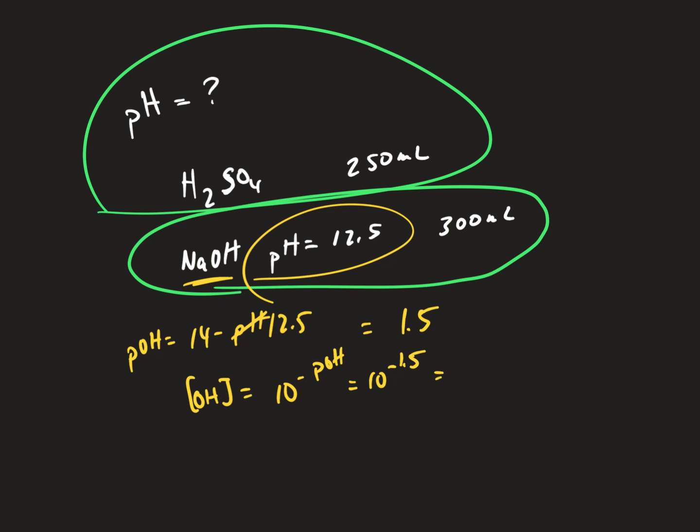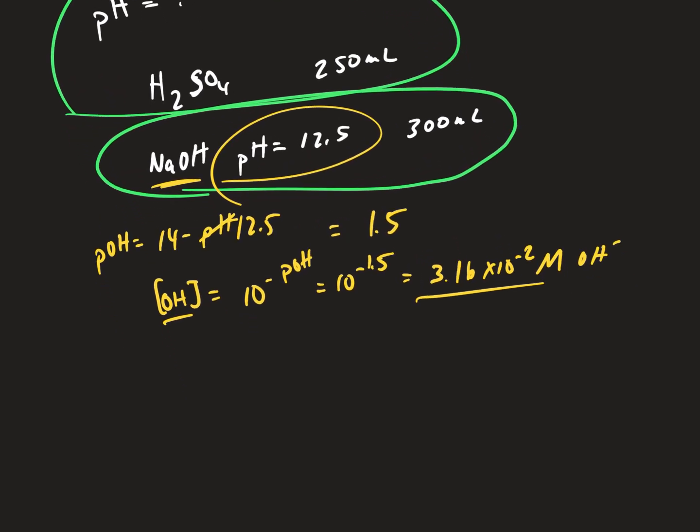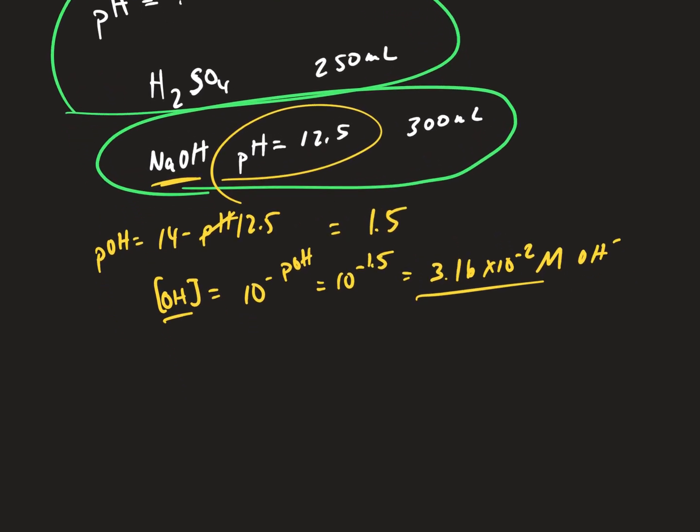Somebody calculate that for me. 3.16 times 10 to the negative 2. And that's molarity, right? Concentration of OH. All right, great. Now what do I do with that? So that's concentration of OH minus. Convert it to moles. Okay. Almost. We're almost there.